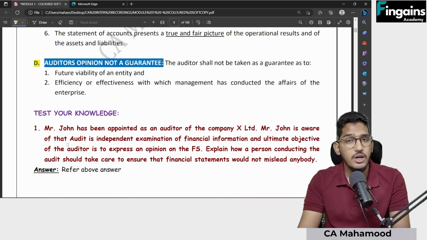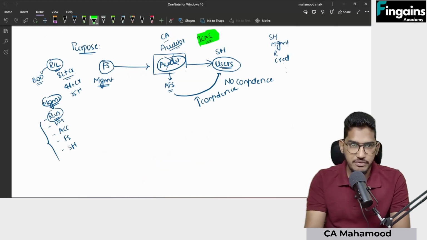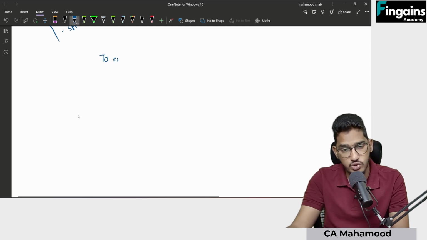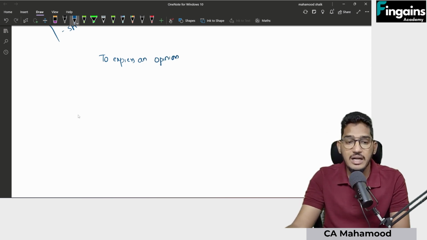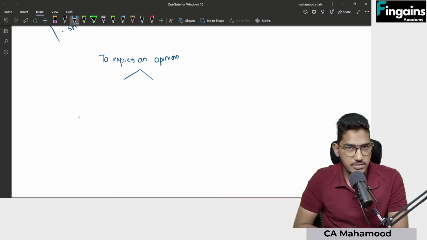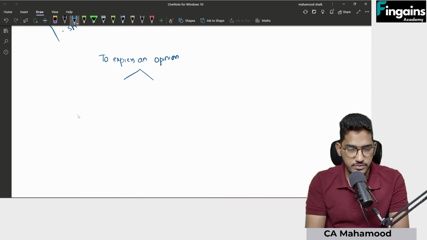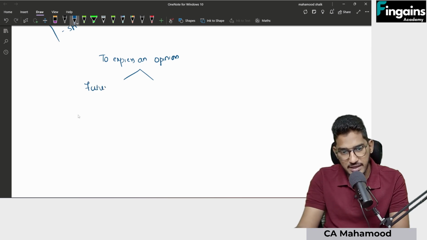Auditor is just giving a what? Opinion. If you look at the definition of the audit, what is the ultimate objective of the auditor? The ultimate objective of the auditor is to express an opinion. Auditor can only express an opinion. The opinion which is expressed by the auditor can't be taken as a guarantee for two things. Number one, auditor's opinion can't be taken as a guarantee regarding future viability of the entity.